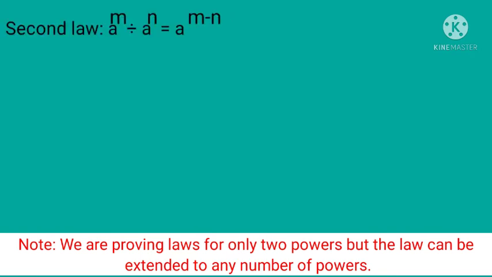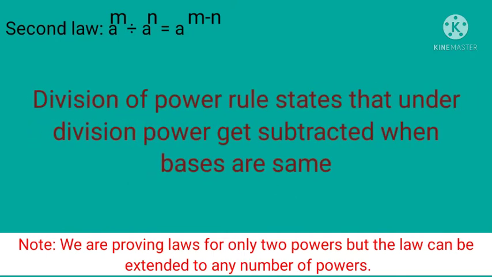Second law of exponents: a to the power m divided by a to the power n equals a to the power m minus n. It is known as the division of powers rule and states that under division, powers get subtracted when bases are the same.